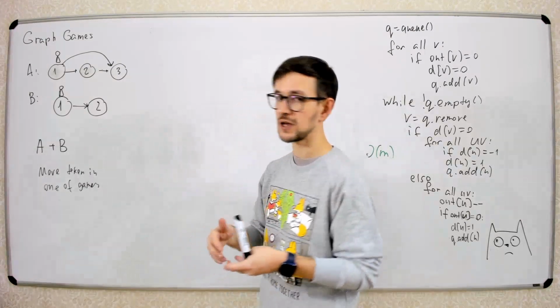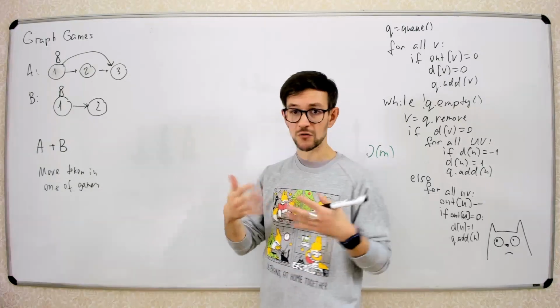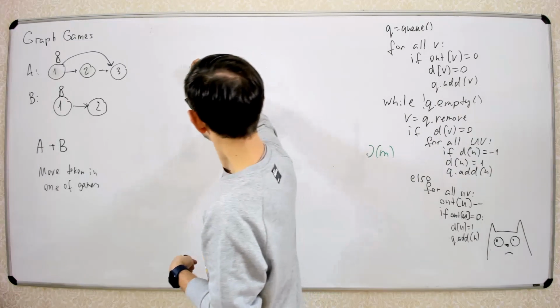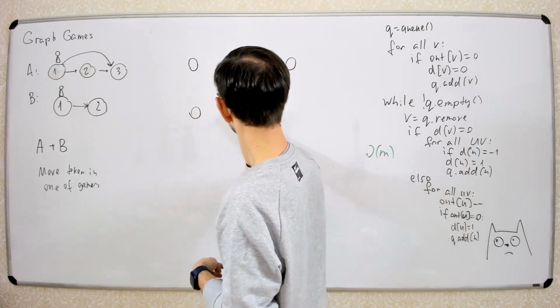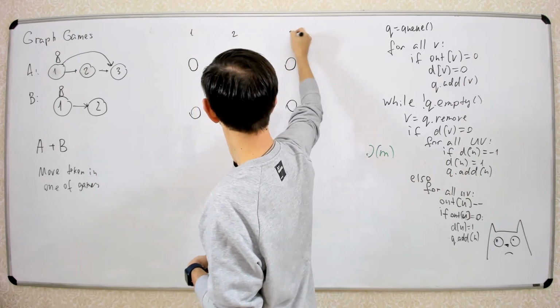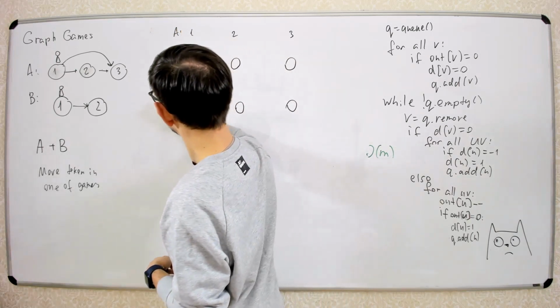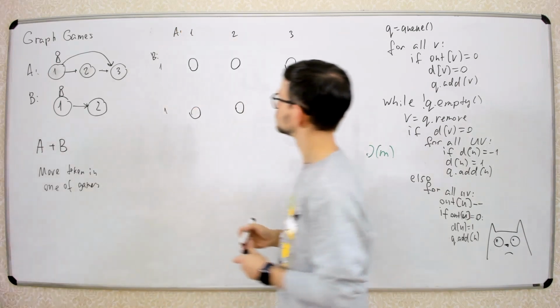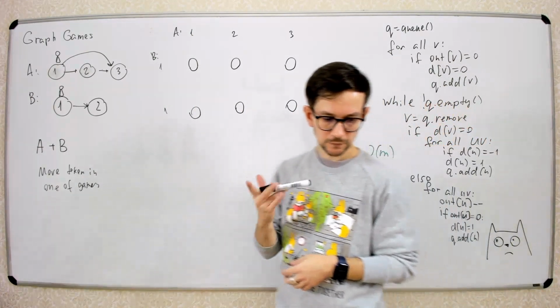So let's have a game of 6 states. We have 6 possible states in this game, right? So let's build a graph of 6 nodes. Let's have 1, 2, 3 here, 1, 2, 3 here. So this will be the state of the first game, the state of game A. And here you have the state of the second game.